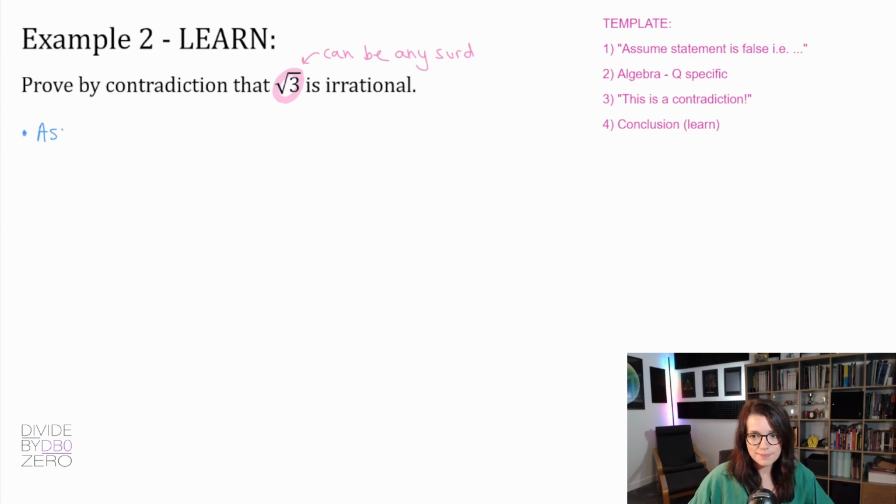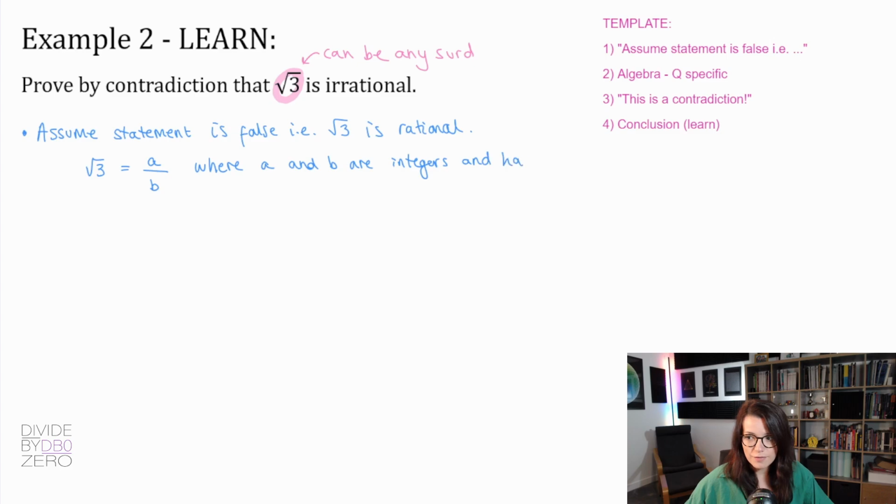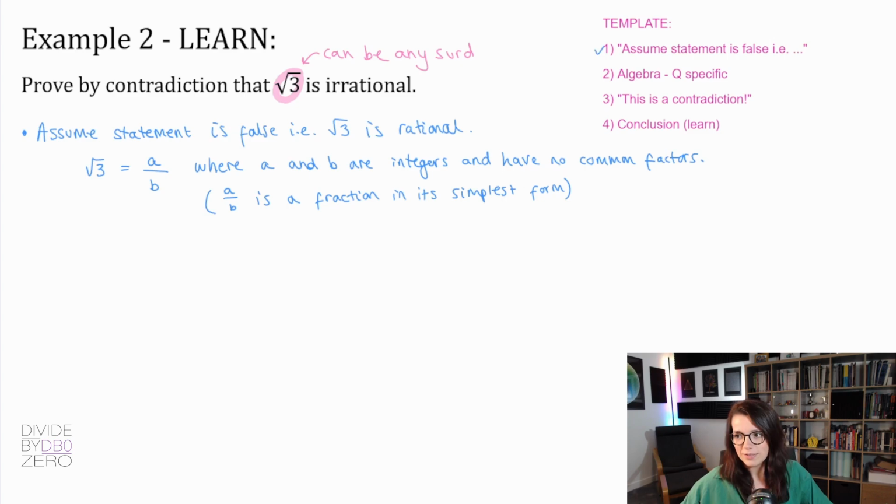Step 1 is the same. So we're going to start by saying assume the statement is false. In this case, we're going to say i.e. root 3 is in fact rational rather than irrational. Now, because we're saying that root 3 is rational, that means we can write it as a fraction by the definition of what a rational number is. We're going to extend this to say where a and b are integers and have no common factors. In other words, what we're saying is that a over b is a fraction in its simplest form. This might seem a bit random at this stage, but you'll see why we need to say this in step 2. For now, step 1 complete.